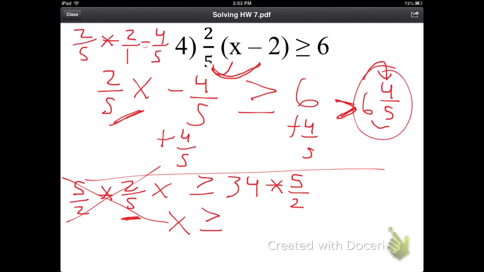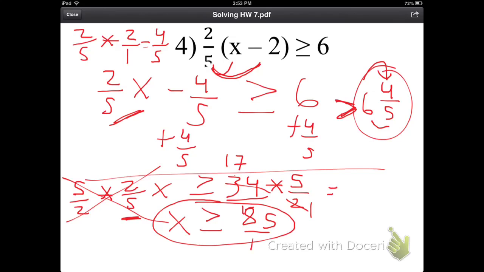On the right side, you can do 34 times 5 and then put it over 2. Or you can do some division beforehand, some simplifying, and realize that 2 goes into 2 once, and 2 goes into 34 17 times. And so now you got 17 times 5 across the top. And when you multiply that out, you should get something like 85. And it's over 1. So x is greater than or equal to 85.